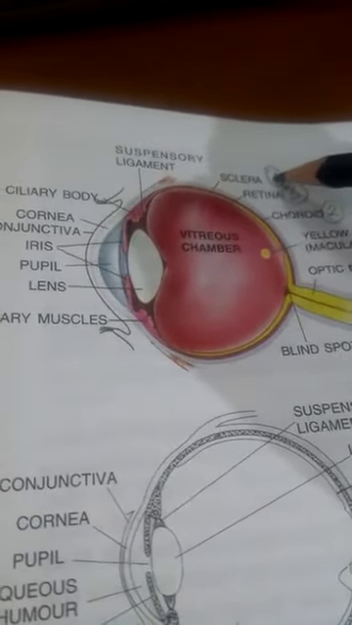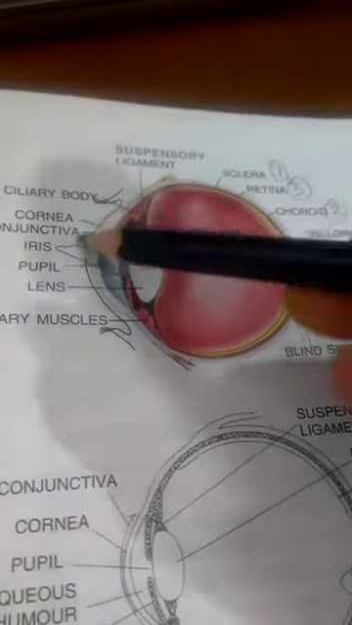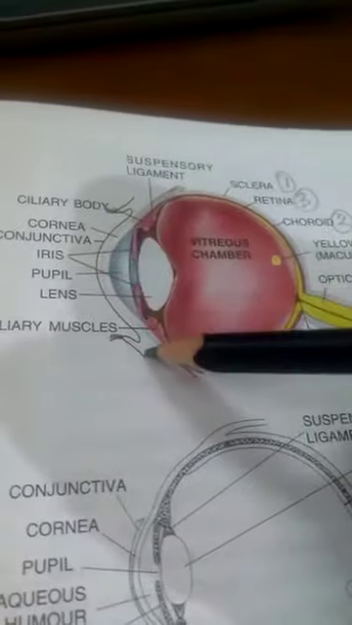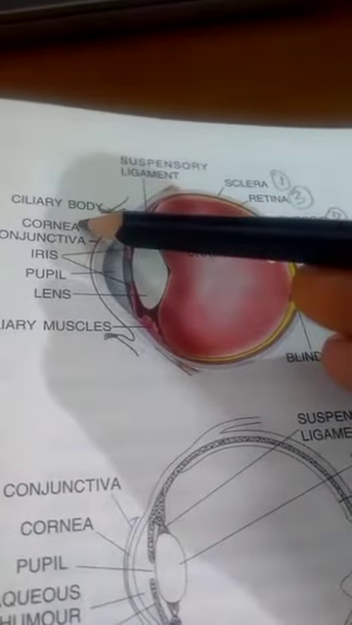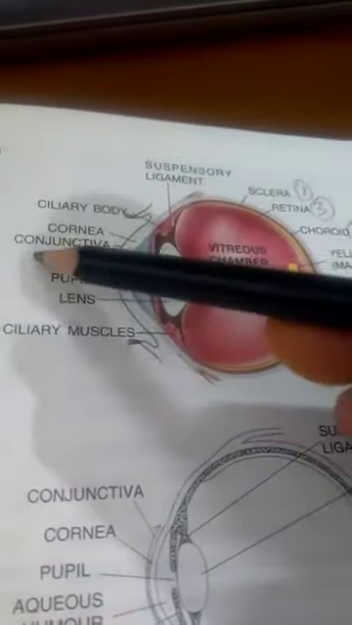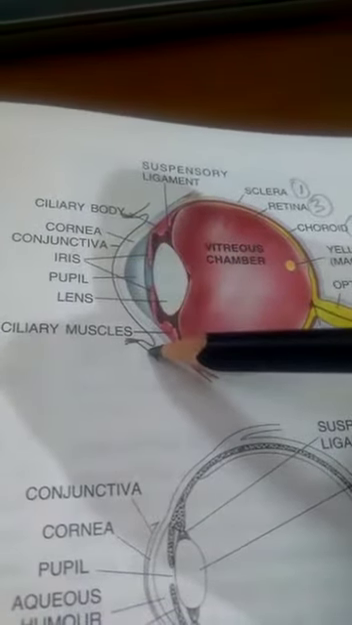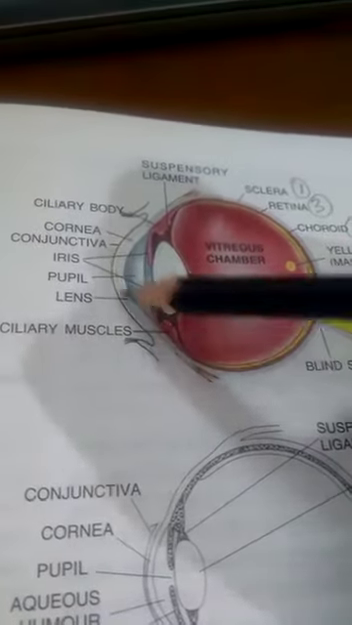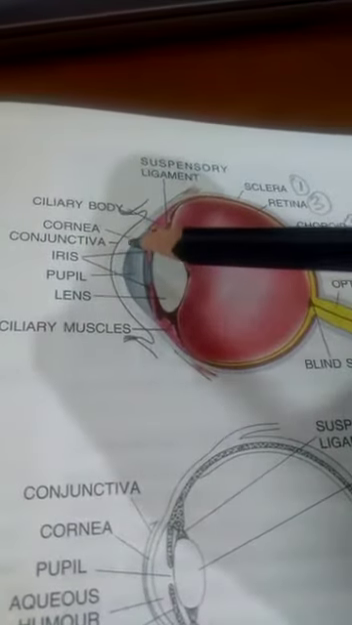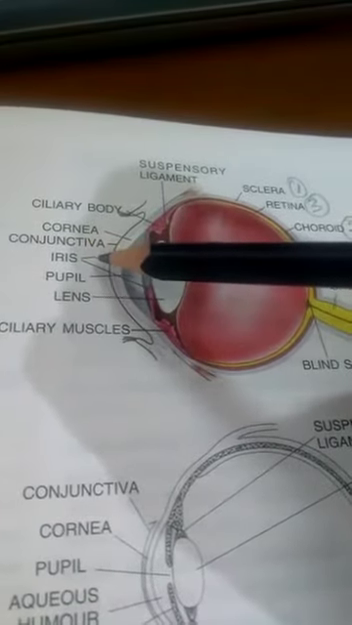First layer is sclera. This is a fibrous layer. It is made up of fibers. In front, the part that we can see, it is transparent and it is called cornea. On top of the cornea there is a thin membrane, a layer of epithelium, that is called conjunctiva. If there is an infection in it, we say conjunctivitis has happened, what we call eye flu. That is any infection in this epithelial membrane that is covering the cornea. This layer is called conjunctiva, so the disease is called conjunctivitis.